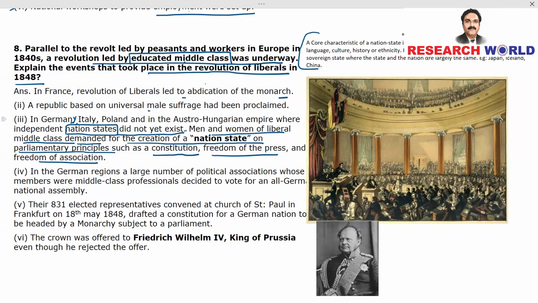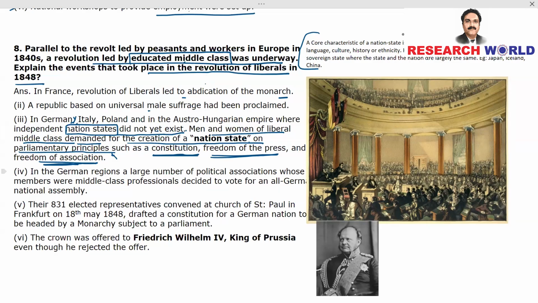So, in the educated middle class revolution, the most important demand was to create a nation state based on what? Parliamentary principle, wherein you elect your representatives. And these parliamentary principles will have a constitution, the freedom of the press and freedom of association. So these should be the pillars with which a nation state had to be set up.